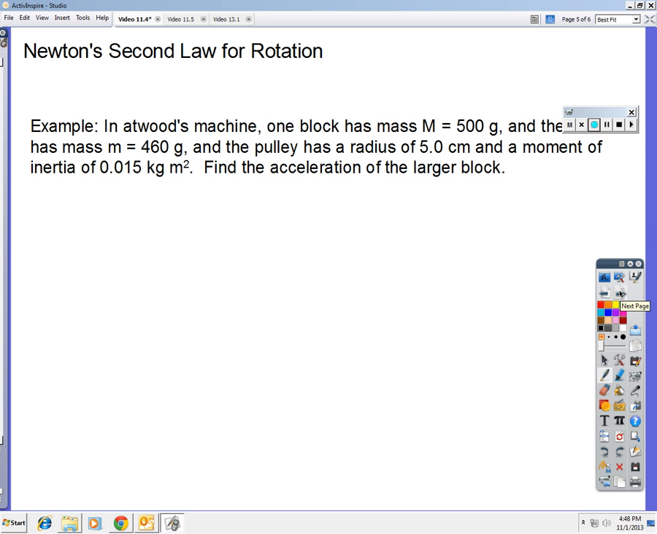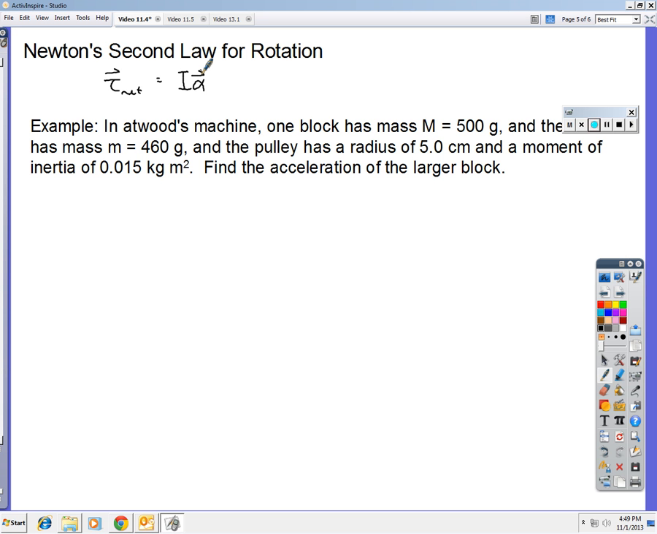And now we're going to use that and apply it to Newton's second law for rotation, which is going to say, not surprisingly, that the net torque equals I alpha. Remember that torque and angular acceleration are both vectors.